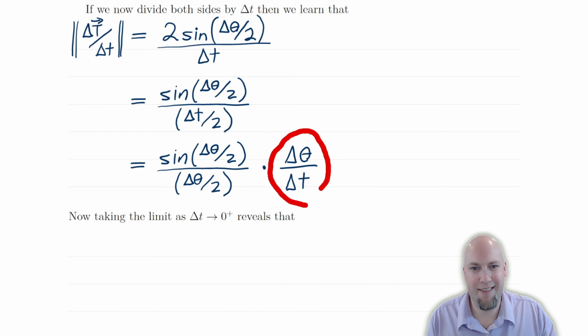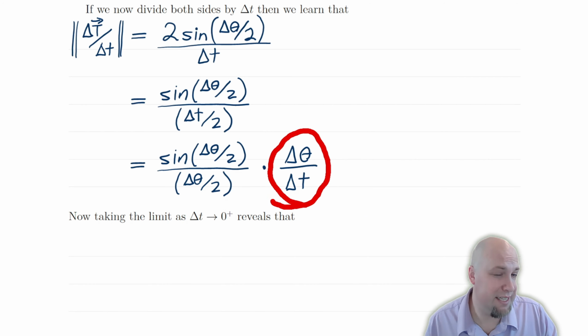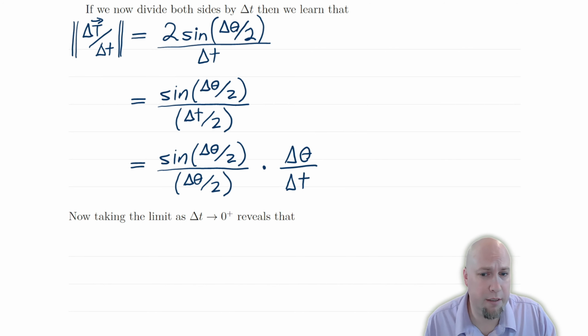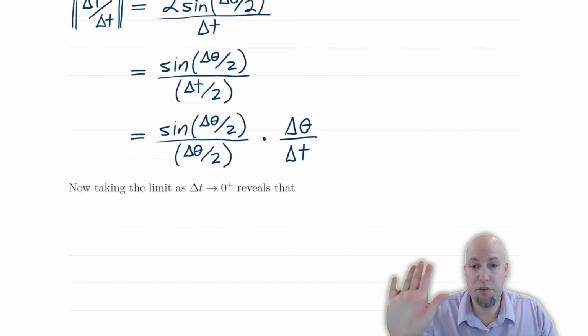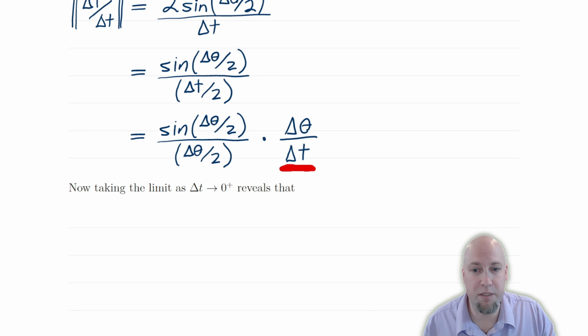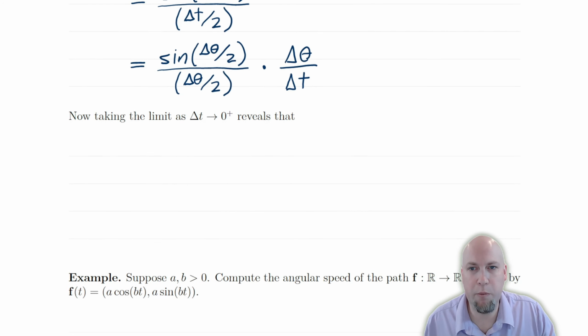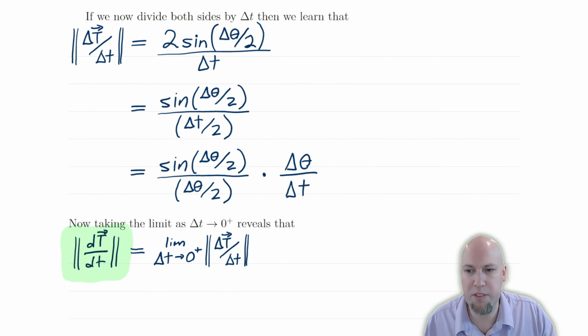And really, this thing, if I take the limit of that, that's exactly what I want to compute. That's going to be the angular speed. Okay, so now let's throw limits as delta t goes to 0 on this, and we'll just get what we want. So I throw a limit on both sides, and on the left-hand side, when I take the limit as delta t goes to 0, that's just the rate of change of the unit tangent vector. That's dT by dt, the derivative of the unit tangent vector.